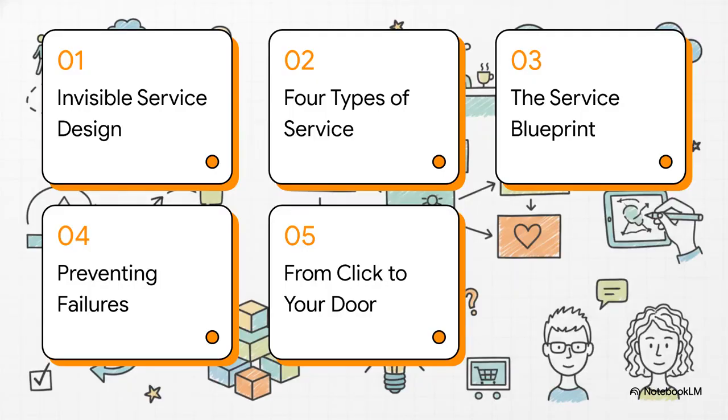Okay, so here's our roadmap. First, we'll talk about this invisible design that's all around us. Then we're going to unpack a really simple framework that lets you categorize basically any service. From there, we'll get into the master plan itself, the service blueprint, and see how designers literally mistake-proof their work. And finally, we'll see how all of this stuff plays out in the real world, right now.